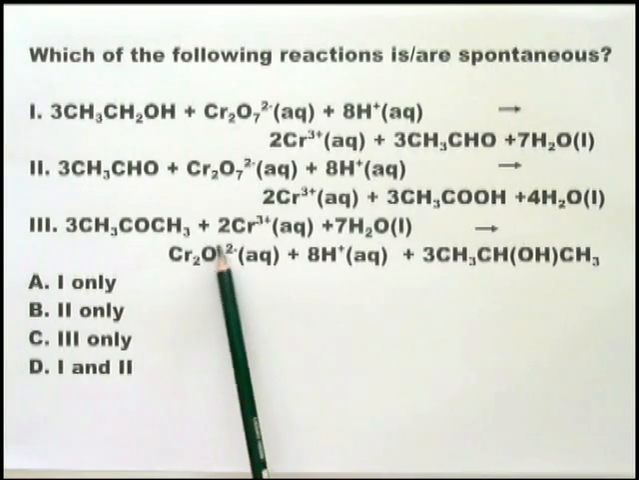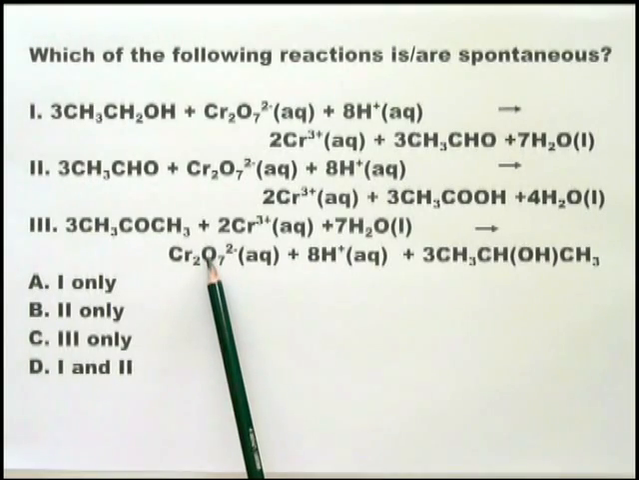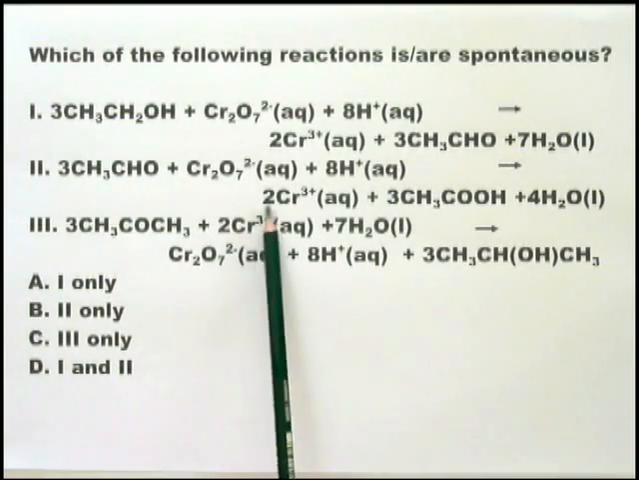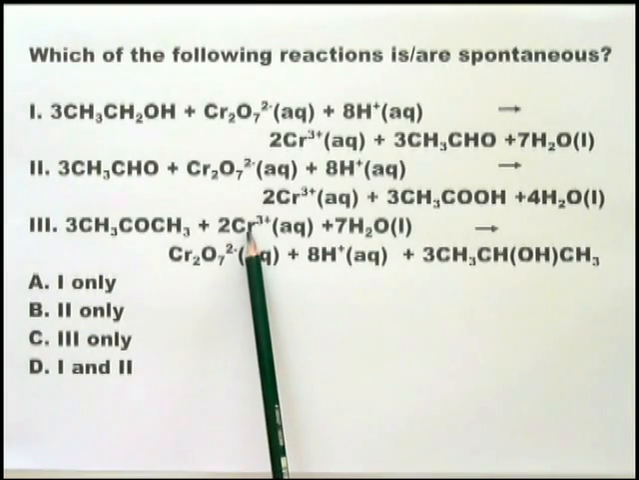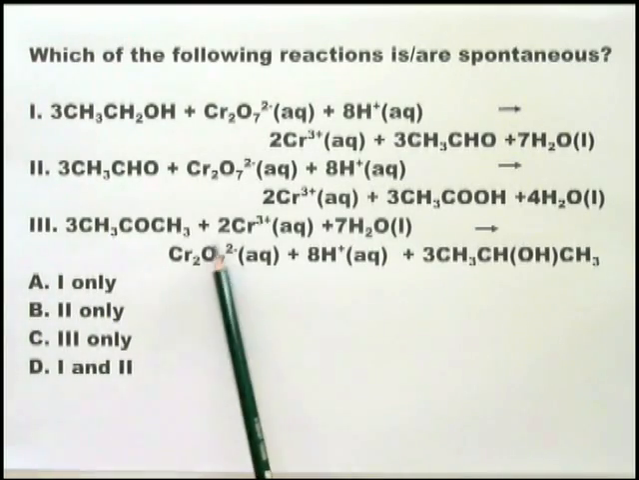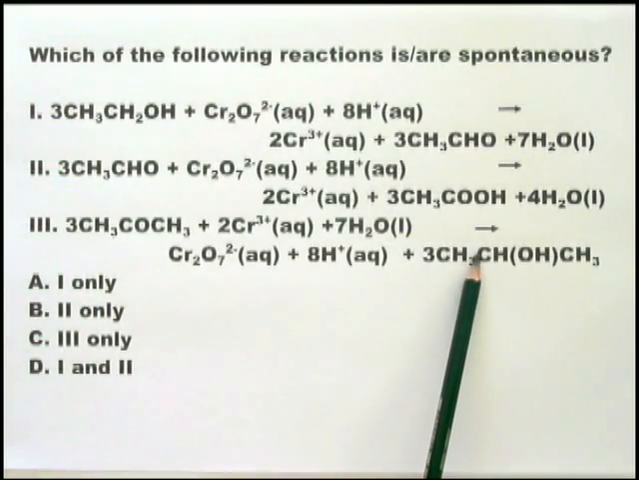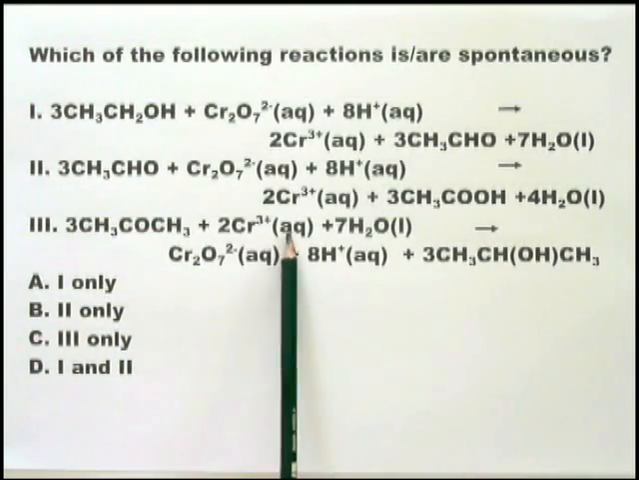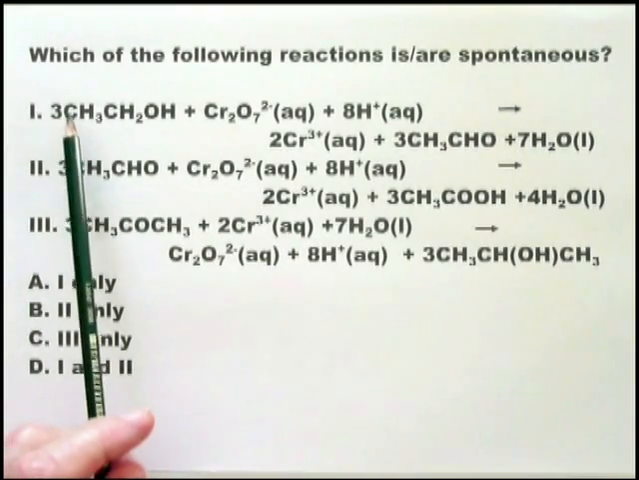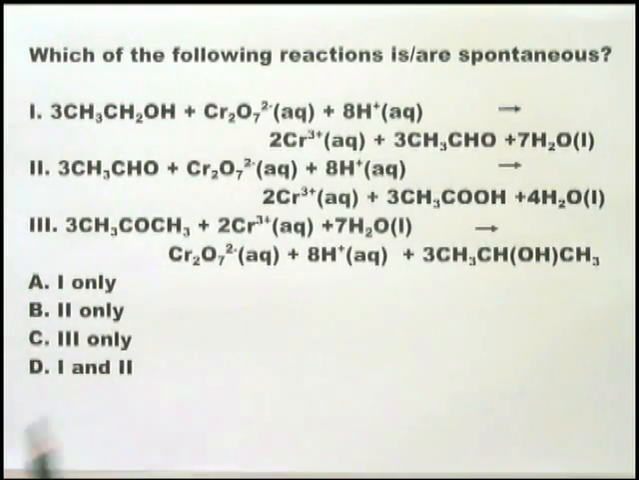So whereas Cr2O7 2- is a powerful oxidizing agent, the Cr3+ is a very weak reducing agent. And this is not spontaneous. This does not go in this direction. It goes in the other direction. So the only ones that are spontaneous are 1 and 2, D.